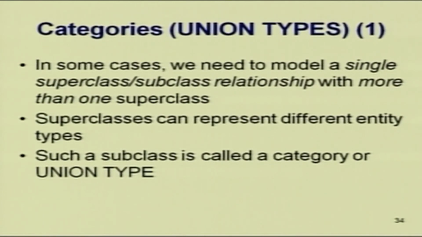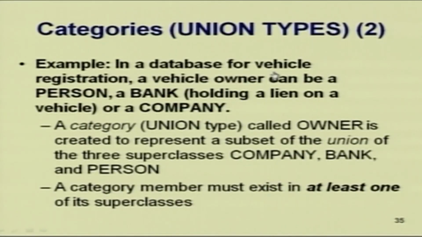So, let us go to the next concept, which is called category or union type. For example, in a database for vehicle registration, a vehicle owner can be a person, he can be a bank, or he can be a company. So, a category union type called owner is created to represent a subset of the union of the 3 superclasses company, bank and person. A category member must exist in at least one of the superclasses. If he does not exist in the superclass, it is not valid.